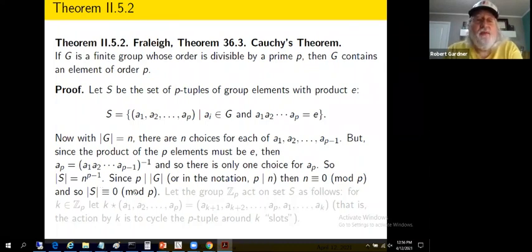We know P divides the order of G. That was given. Order is divisible by P. P divides n in terms of this n parameter that we introduced to represent the cardinality of G. Then n is congruent to 0 mod P.